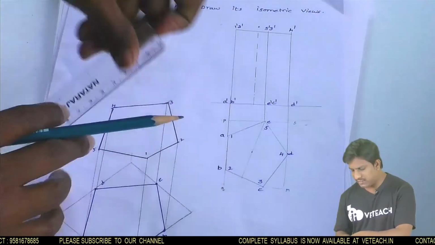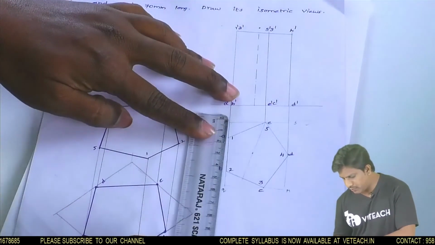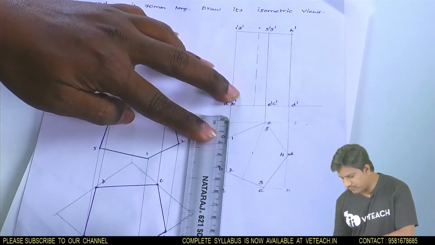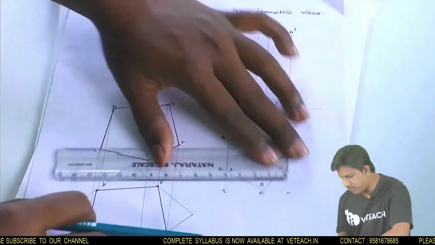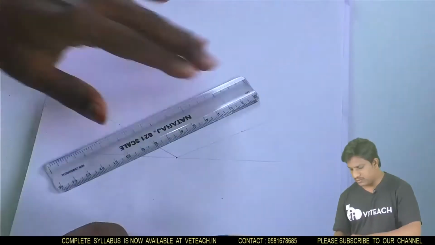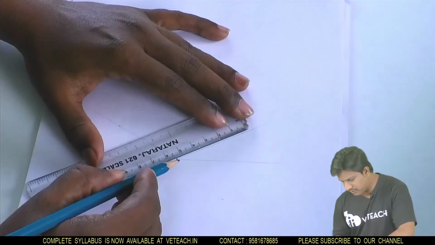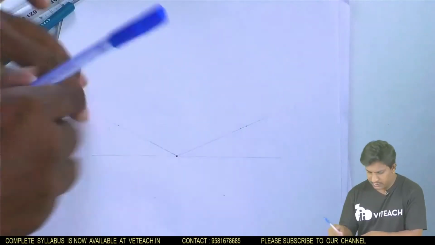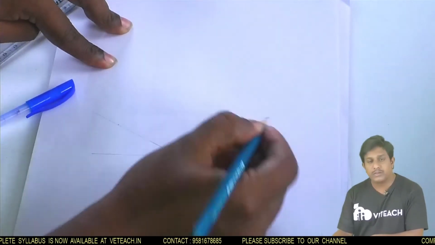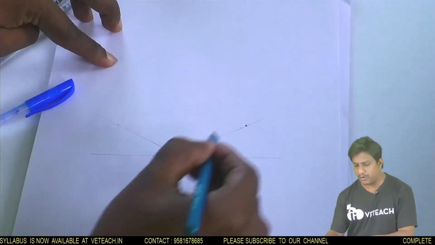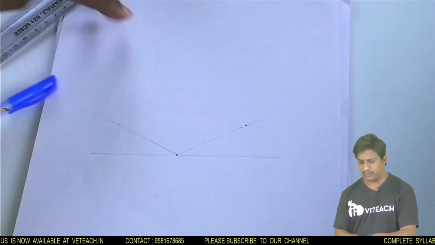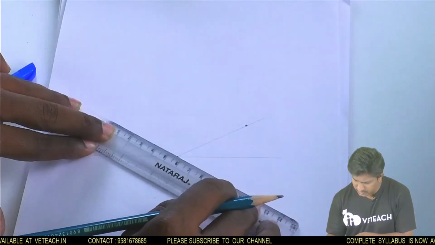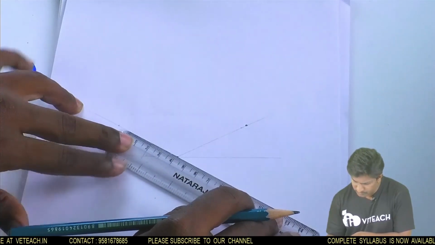Let's take the distance between P and Q. The length I got is 5.5 and the breadth I got is 4. See, length I am keeping 5.4. This is the point P and this is the point Q. The distance between point P and Q is 5.4. Now draw the breadth, that is 40 mm.